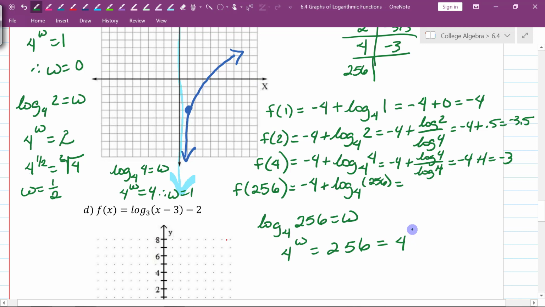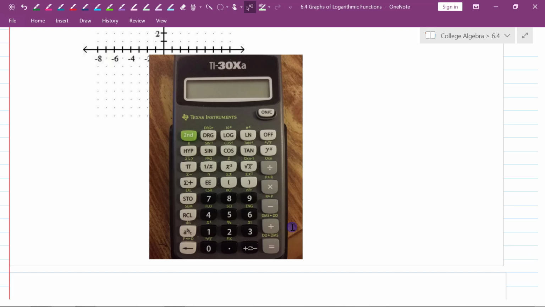So grab your calculators. Let me grab the calculator here. To solve this, the first thing you're going to do is put in 256. Then you're going to hit the second button, then come in here and hit this y to the x, because you need to take the fourth root. But now you need to tell it to take the fourth root. So you're going to hit 4, and then hit enter, and you're going to see it comes back with 4. So that tells you that the fourth root of 256 is also equal to 4.